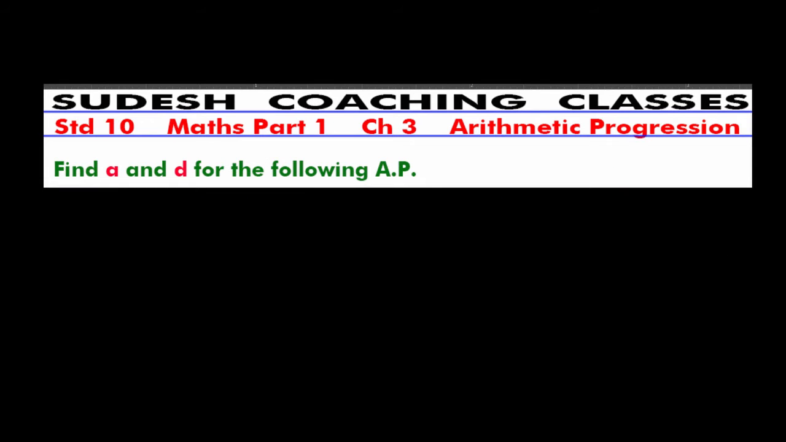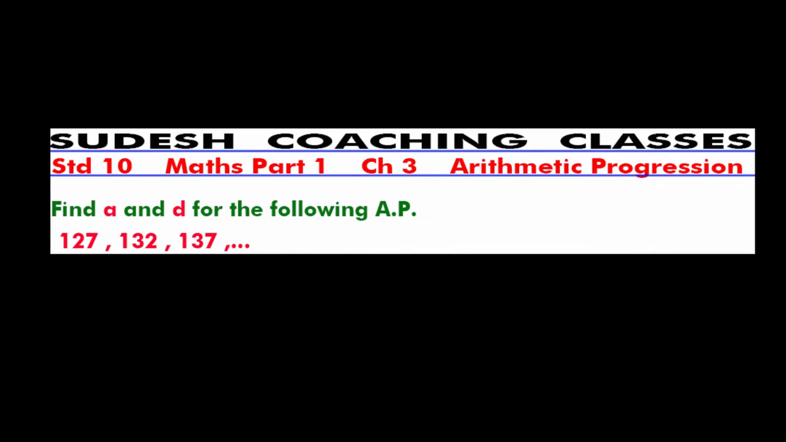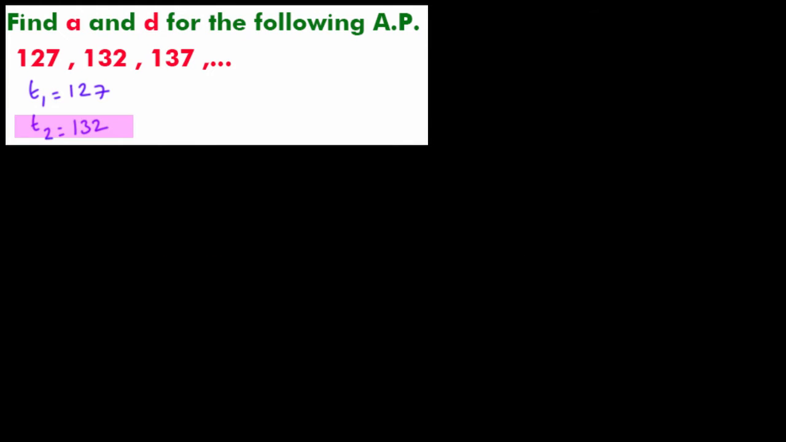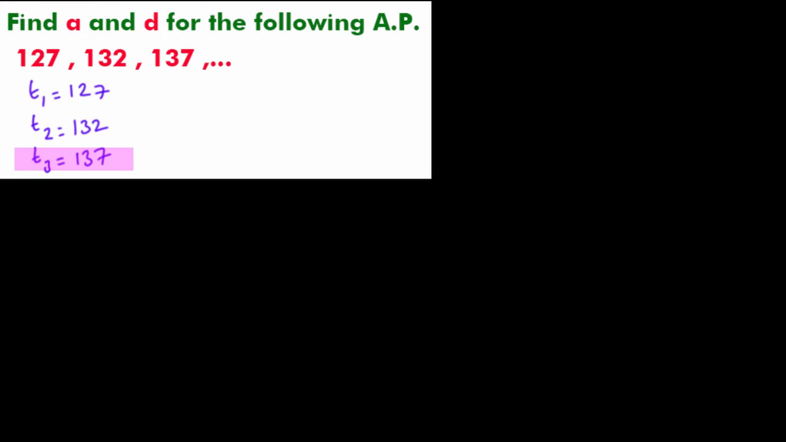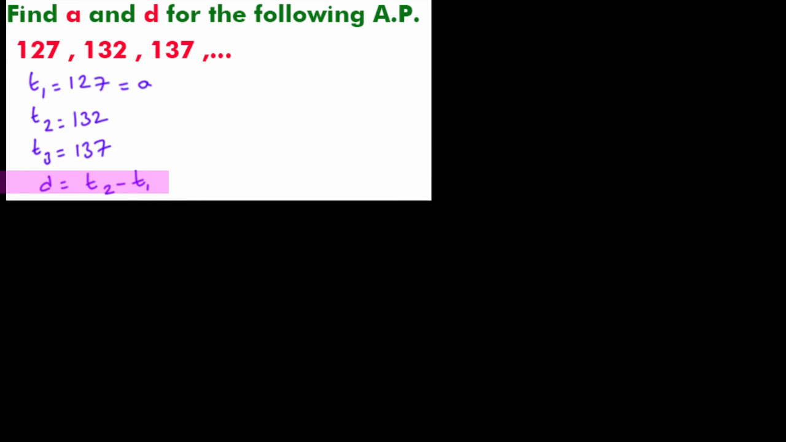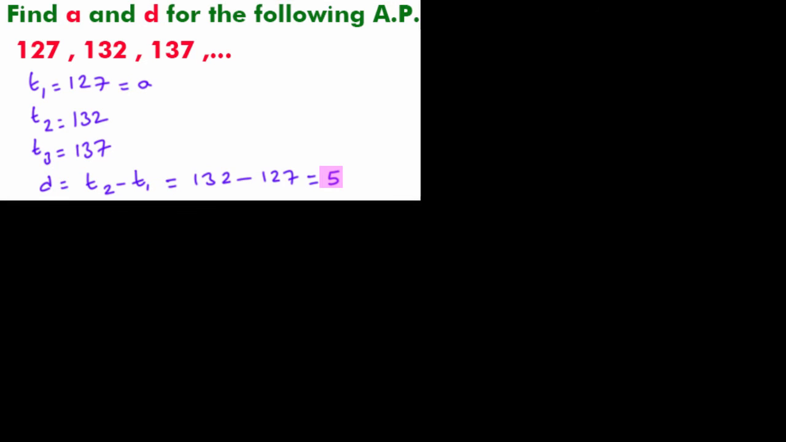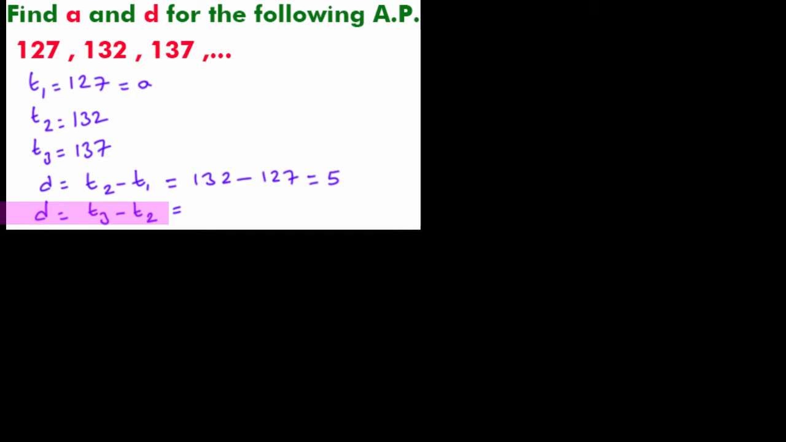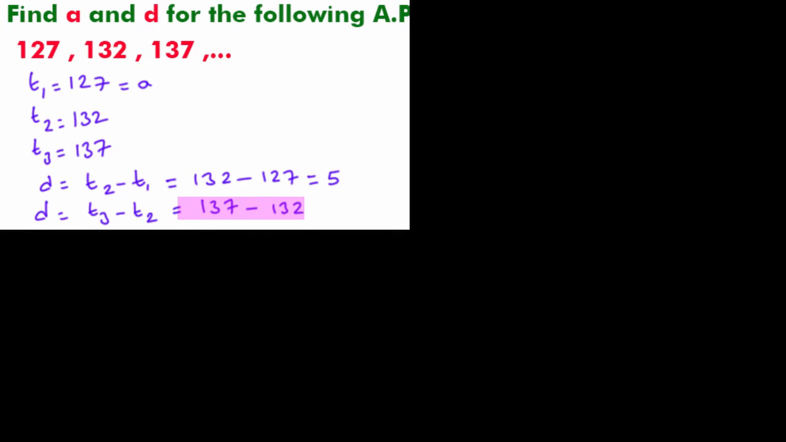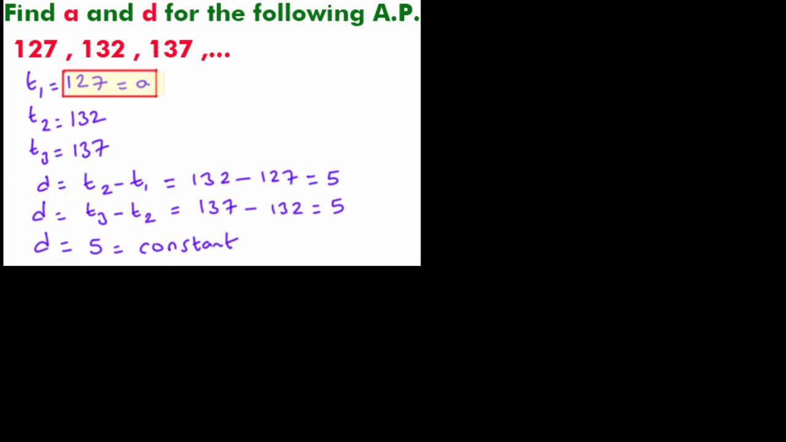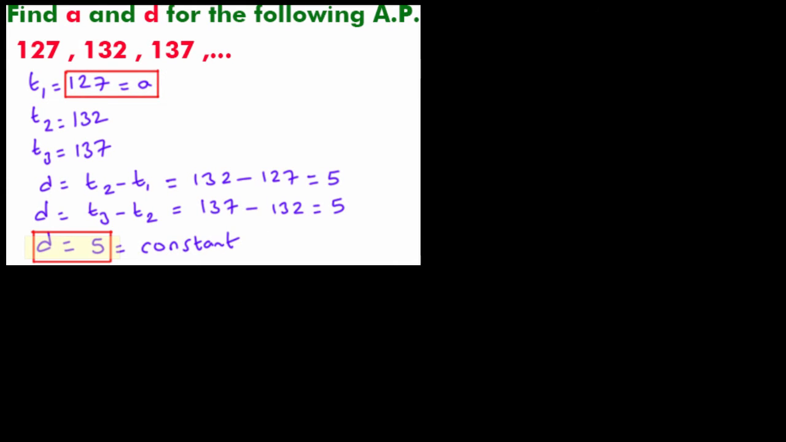So let's find A and D for the following arithmetic progression: 127, 132 and 137, etc. Here the first term is 127. The second term T2 is 132. The third term is 137. So difference D is T2 minus T1, which is equal to 132 minus 127, which is equal to 5. Again D is equal to T3 minus T2, which is equal to 137 minus 132, which is again equal to 5. So D is equal to 5. We can say it is constant. So A is 127 and D is equal to 5.